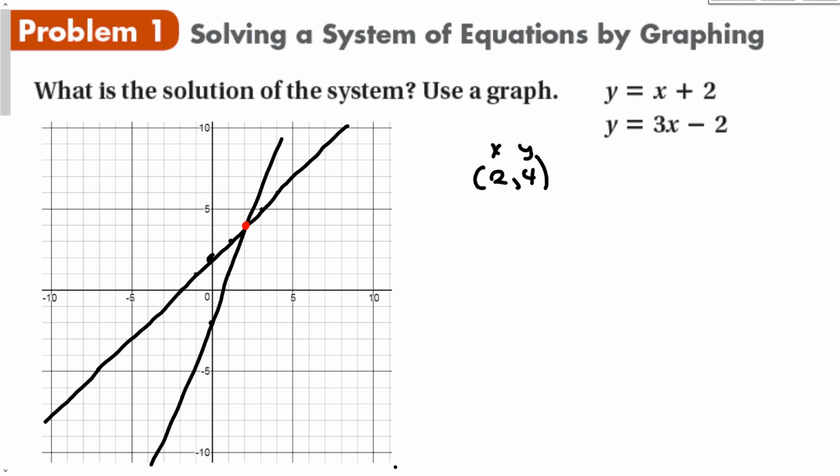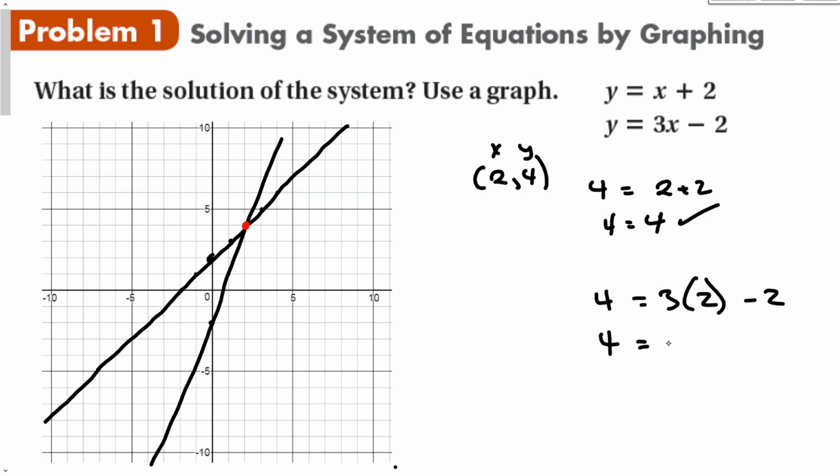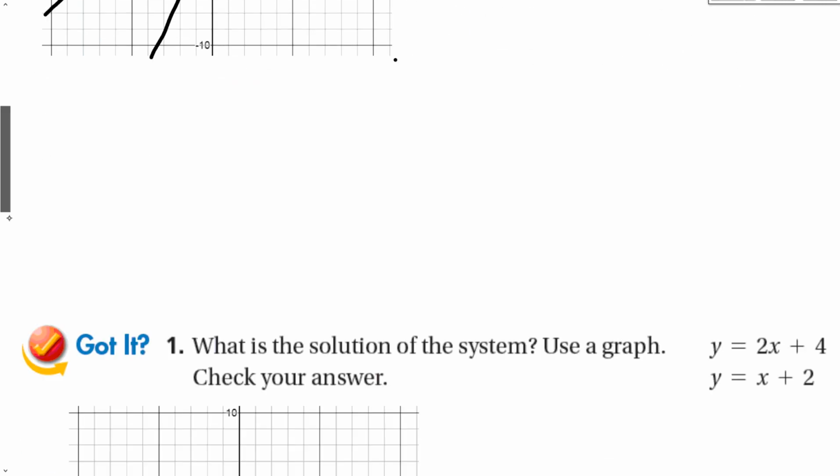For instance, the first one would say that 4 is equal to 2 plus 2, which is true. So that works. Good. Or that 4 is equal to 3 times 2 minus 2, which is 6 minus 2, is 4. So that works as well. So this point works for both of these equations, which means it is a solution of the system. It solves both equations.